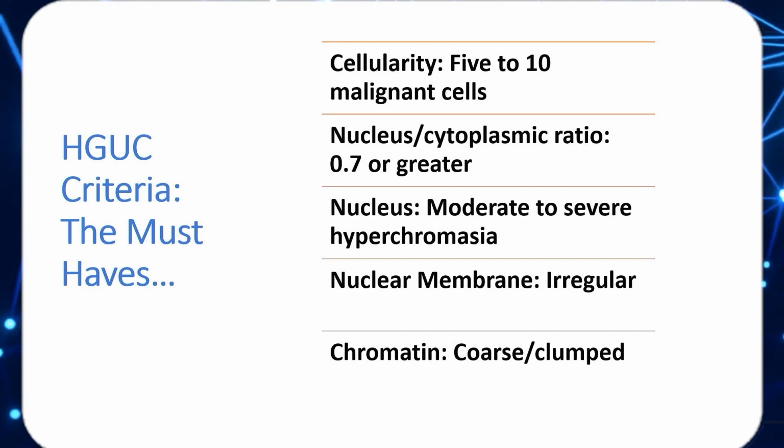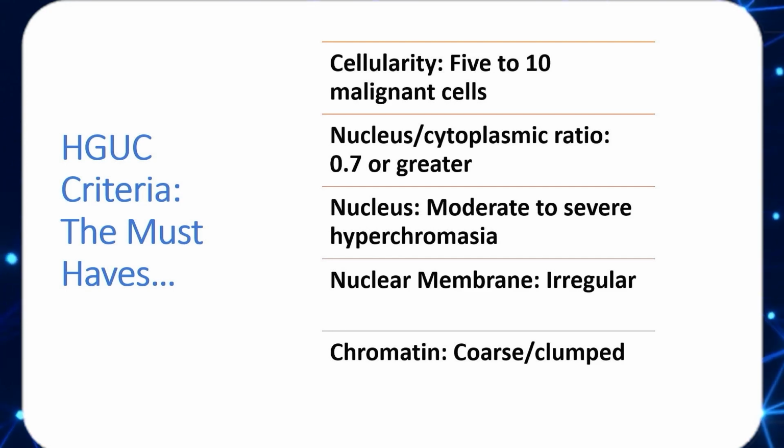So this was the original criteria that was listed in Paris 1.0. It has not changed significantly at all in version 2. We need at least a minimum of 5 to 10 malignant cells, depending on the location of the sample coming.